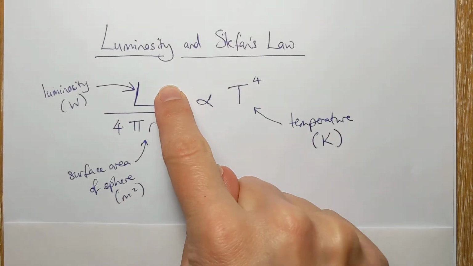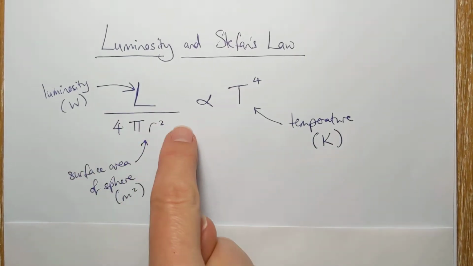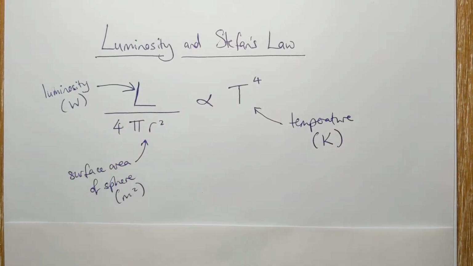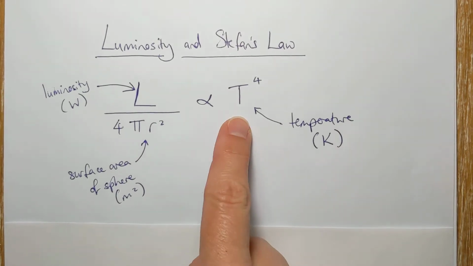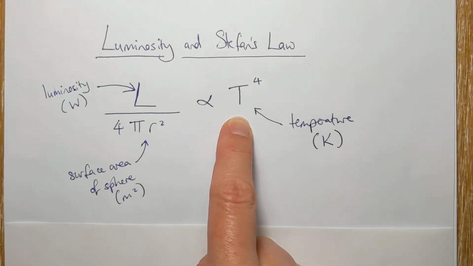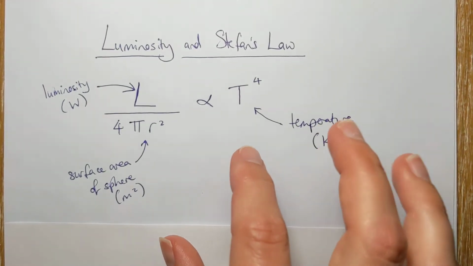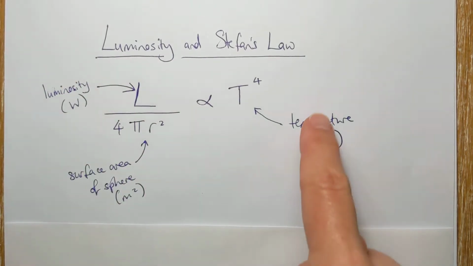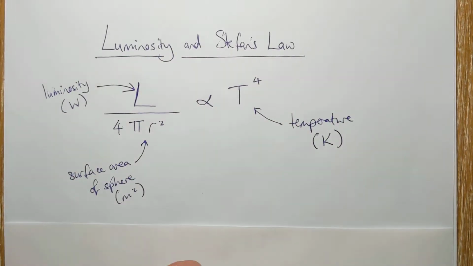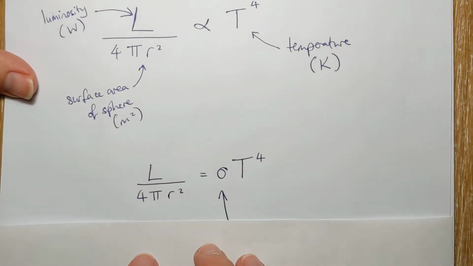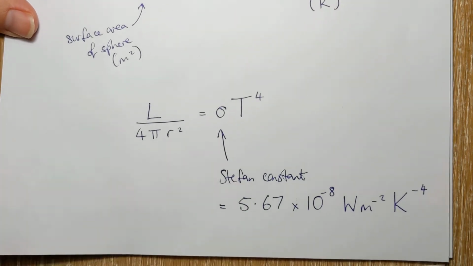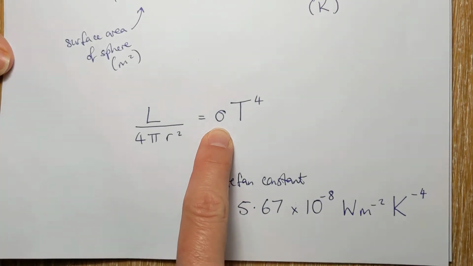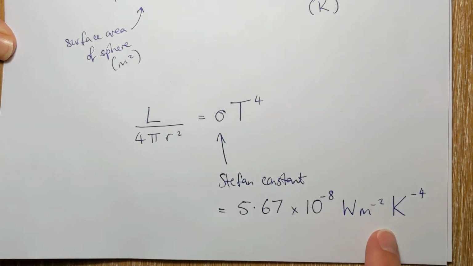the total power radiated per unit surface area of a black body is directly proportional to the fourth power of its temperature. Now remember that stars are quite a good approximation of a black body, so this, which is called Stefan's law, applies to stars. We can use it on stars. Now, replacing the direct proportionality sign with a constant, that constant is called Stefan's constant, and that's its value. It is on your formula sheet.